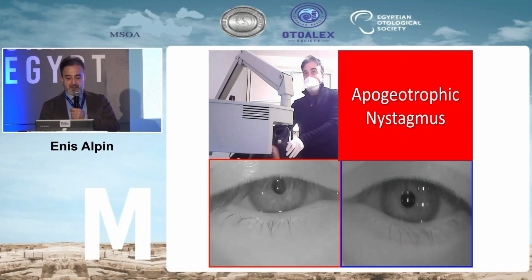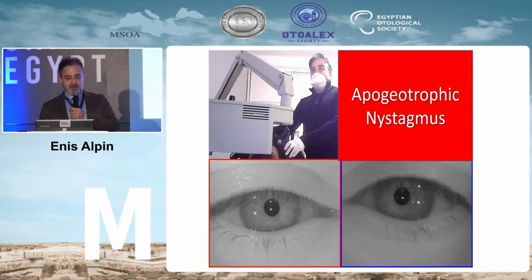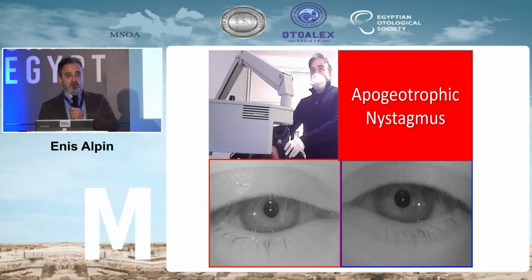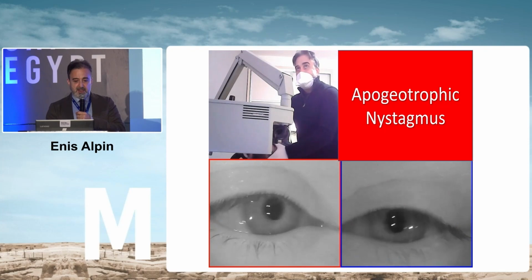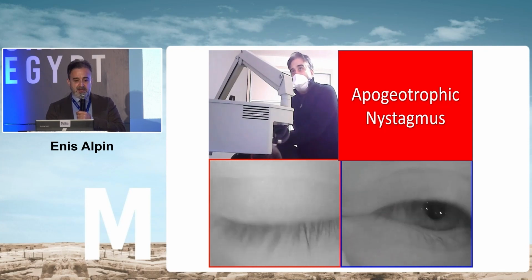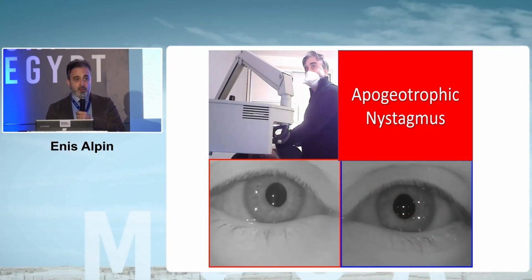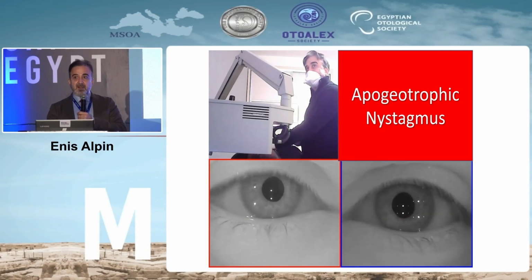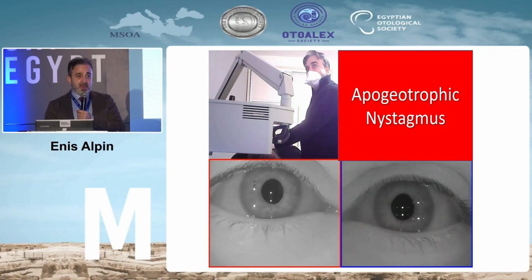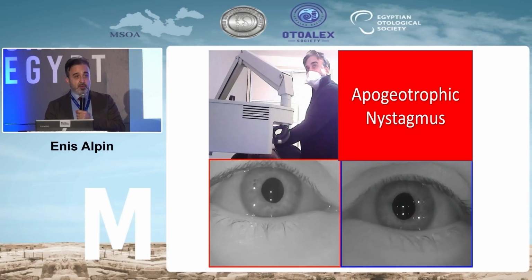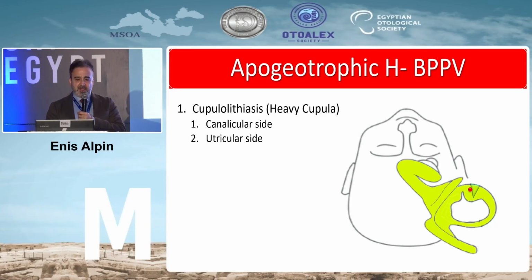We can decide by looking at the fast apogeotropic nystagmus, because it's not probable that the other side may show a stronger nystagmus than that. Then, switching to the left side, left roll, you see this is also apogeotropic towards the right side, but it's weaker. So the left side is sick. And the mechanism may be cupular lithiasis or short arm canal lithiasis. Yes, this is cupular lithiasis.